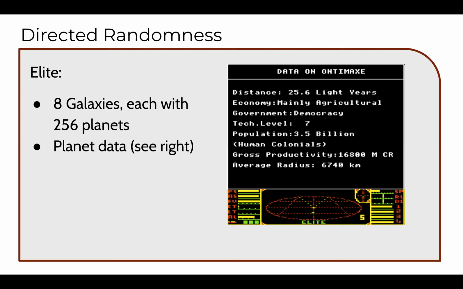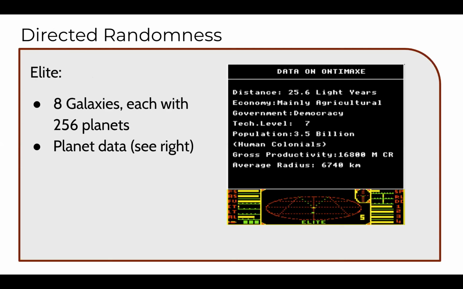You'll notice there are also some strings, like mainly agricultural or democracy. These strings just come from a lookup table. So you can associate the random seed with some number that you can map to the lookup table and get a string. And in some cases, you might be combining words from 2 different lookup tables. Like mainly maybe comes from one lookup table and agricultural comes from another one. So you can get different combinations.